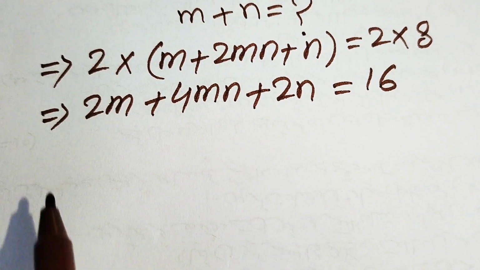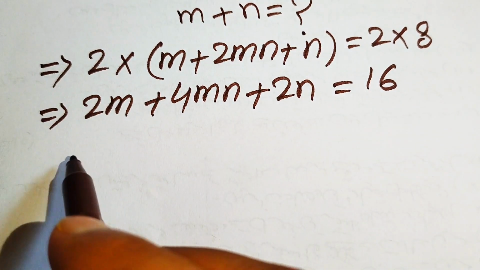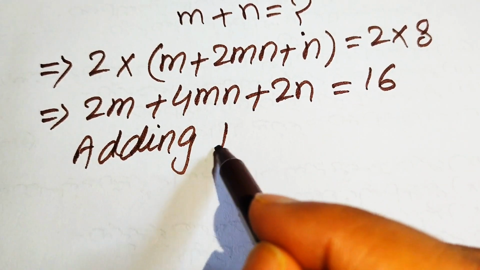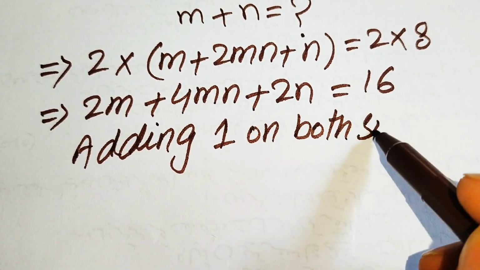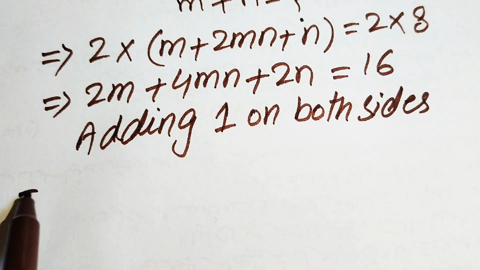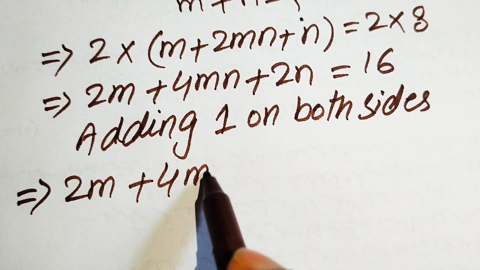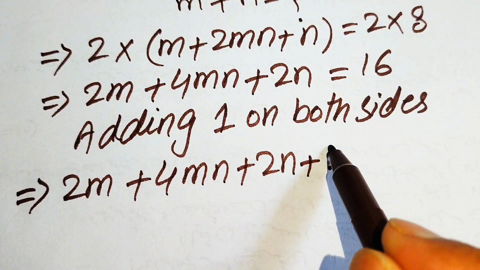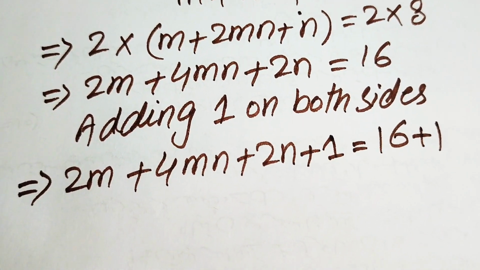After this step, we need to add plus 1 on both sides. So we write adding 1 on both sides of the above equation. When we add 1 on both sides, it will be written as 2m plus 4mn plus 2n plus 1 is equal to 16 plus 1.